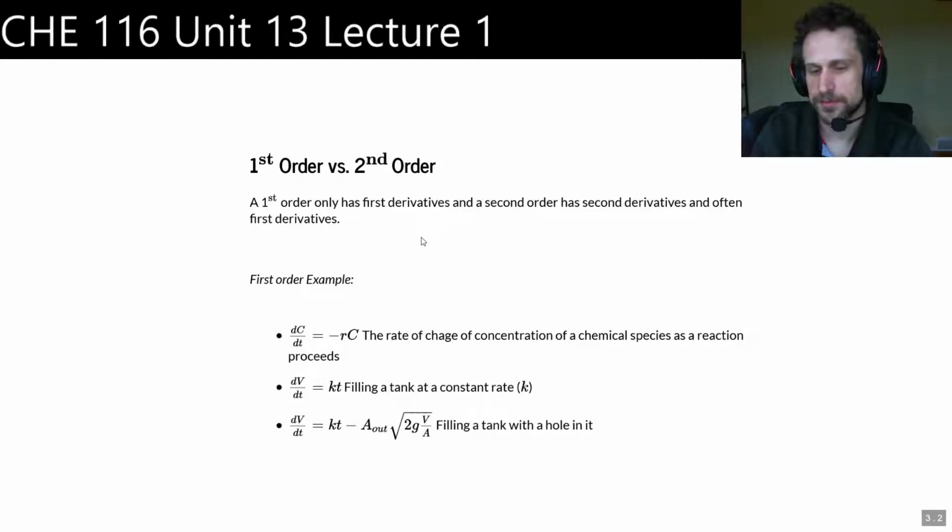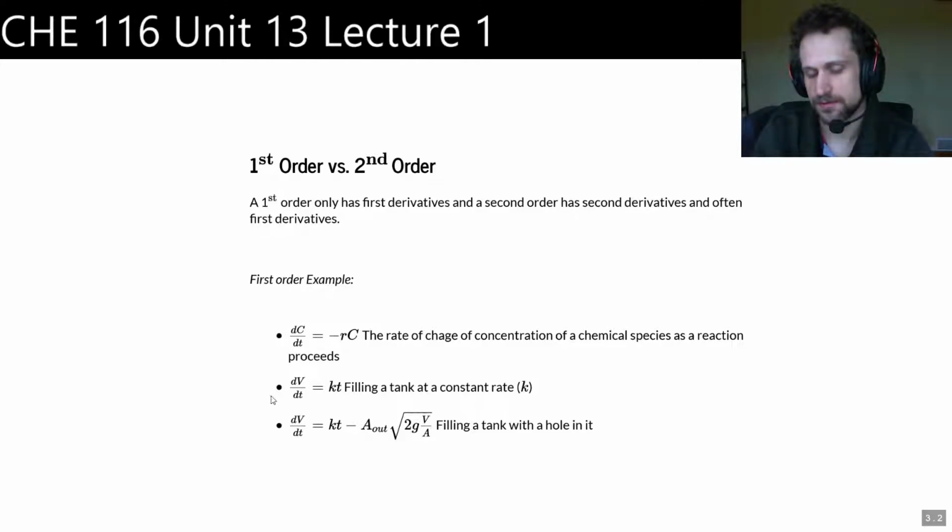So let's see some examples of first order differential equations. So this example here is showing the rate of change in concentration, so dC/dt. And we're saying that the rate of change in concentration is proportional to the concentration. So this is an example of a first order chemical reaction, where the speed of the reaction depends on how much of the reactant you have. So this could be something like decomposition.